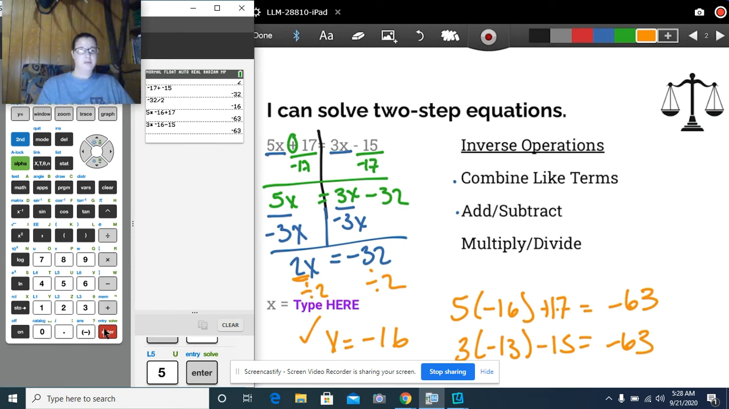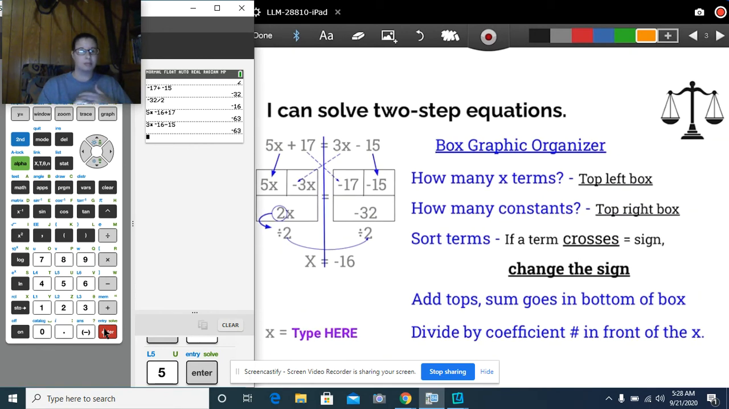Now, it can be a little confusing when we're doing the inverse operation so many times on both sides. So I want to show you the box method using this very same problem. The very first thing I want to do is figure out where my variables are and where my constants are. And I create a box for my variables on the left and a box for my constants on the right.